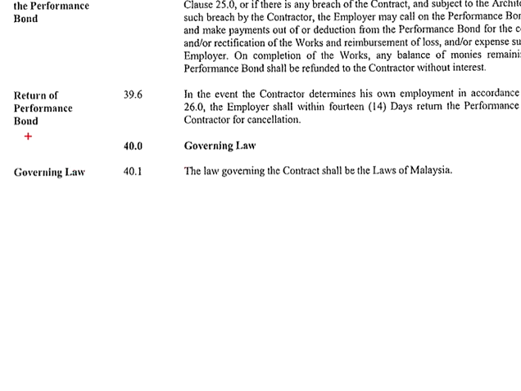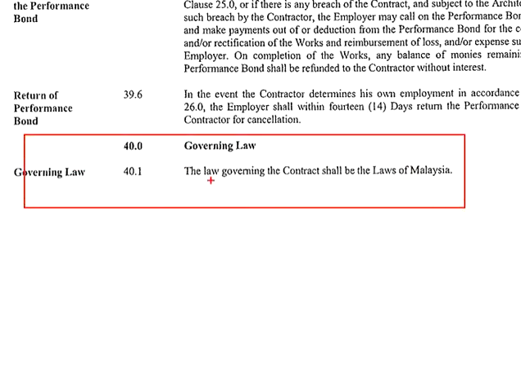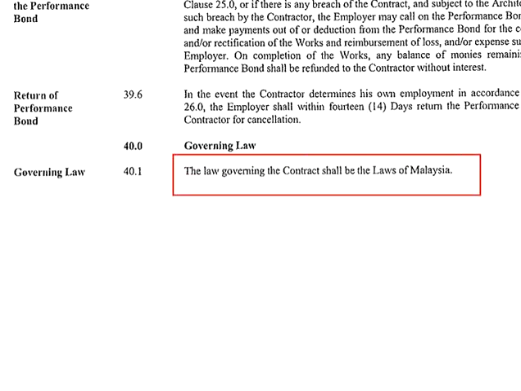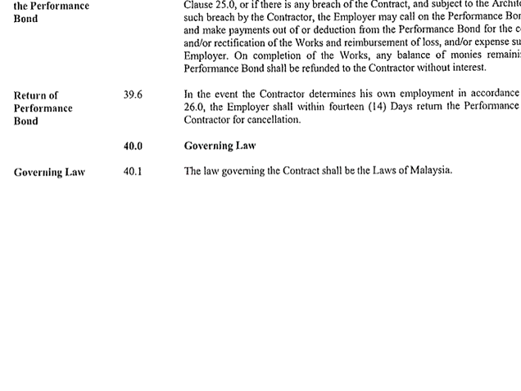We have one more section here, which is the governing laws. This one is rather short. It says that the law governing the contract shall be the law of Malaysia. That means whatever is stated in the PAM contract shall not supersede the laws of Malaysia. Instead, the law of Malaysia is governing the law of the contract.